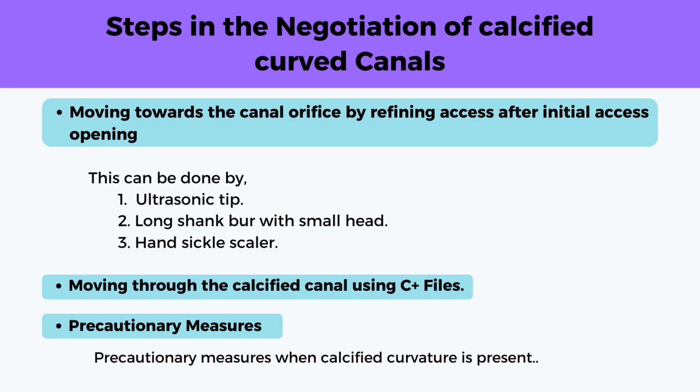Now, once you have reached the canal orifice, we have to move through the calcified canal, where you cannot use a normal C-file because it does not have end cutting features. So you have to use a C+ file to move through the calcified canal. Coming to the third aspect, you have to take precautionary measures when you have a canal which is calcified and has a slight curvature.